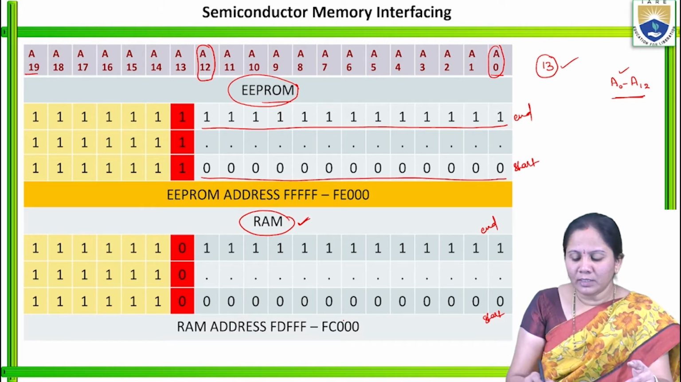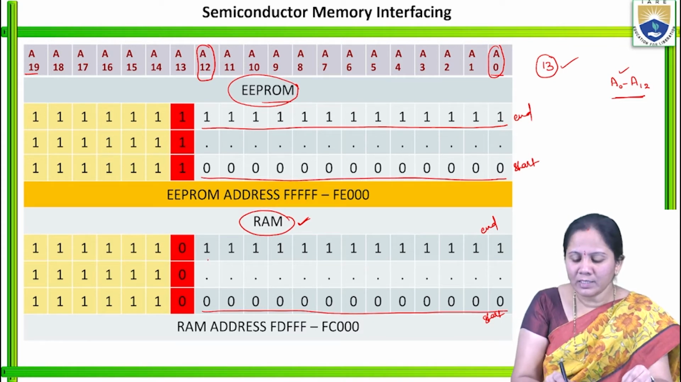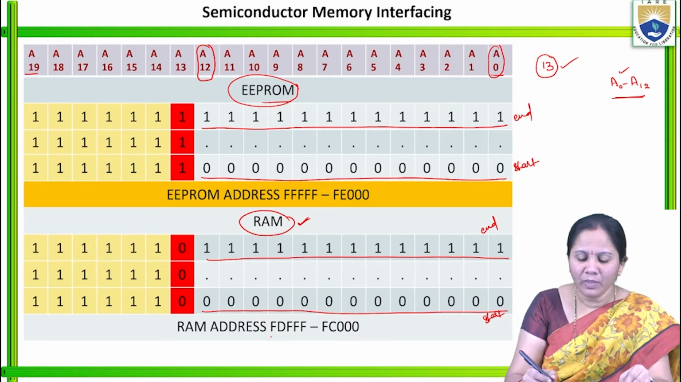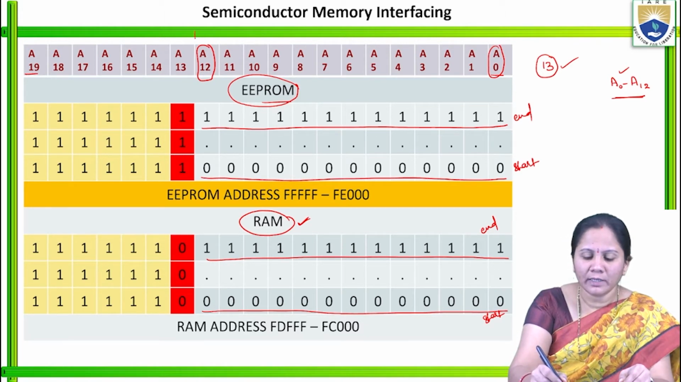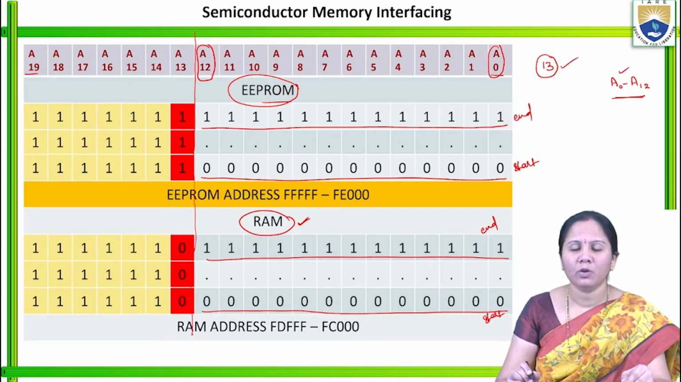And so here, this is the starting address. The starting address will be the minimum address, which is 0, whereas the maximum address will be 1. So this is the A12 bit. Up to the A12 bit, it indicates the starting and ending address of the ROM and RAM.